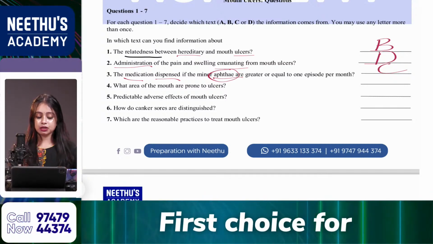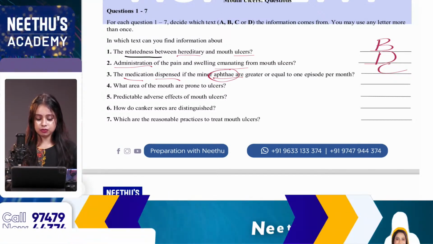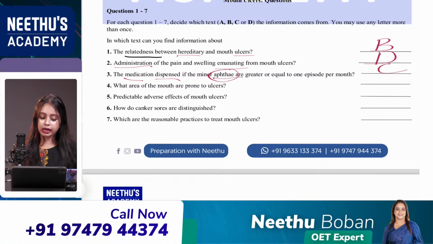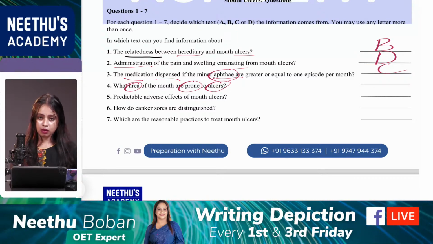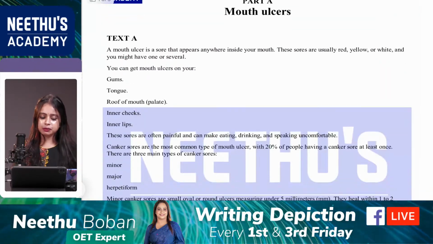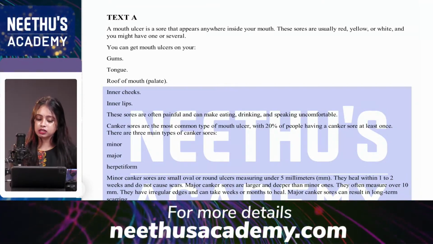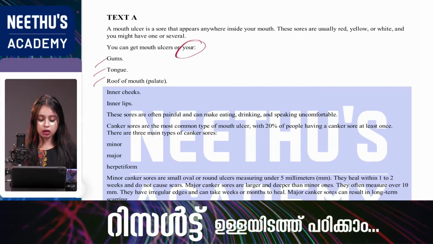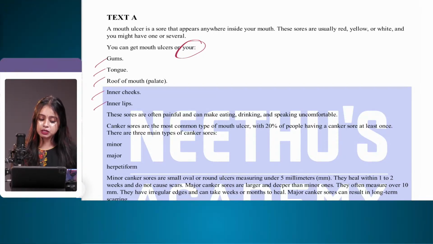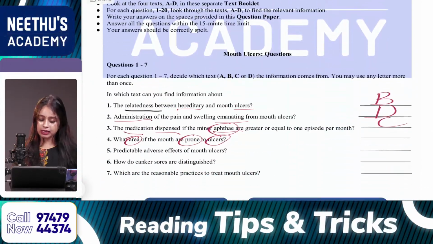Then the fourth question. What area of the mouth is prone to ulcers? So what area, then prone, ulcers. So very easy. It is from text A. What are the areas mentioned here? You can get mouth ulcers on your gums, tongue, roof of the mouth, inner cheeks, inner lips. So these are the areas, which is from text A.